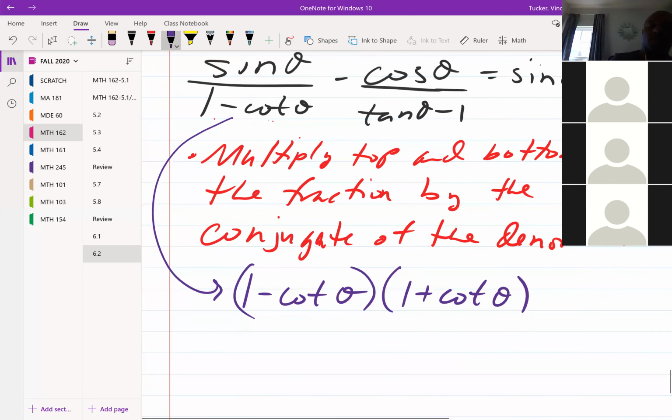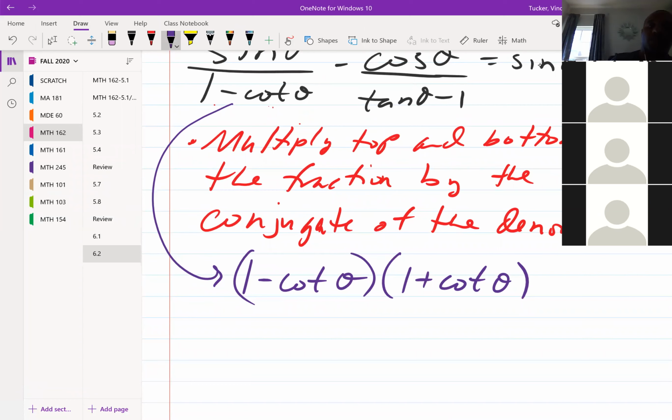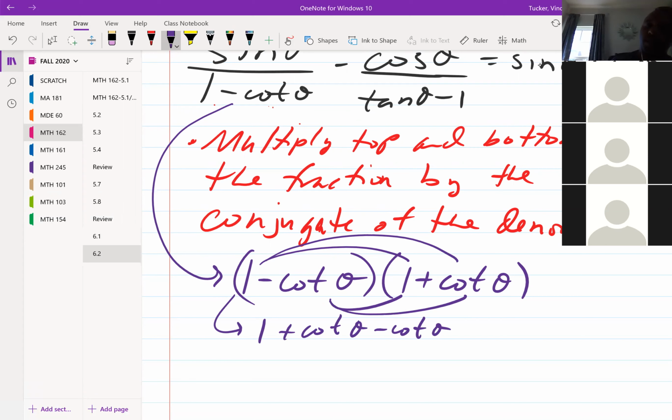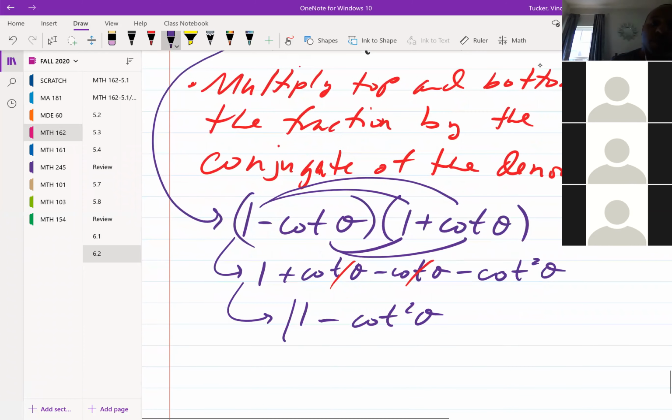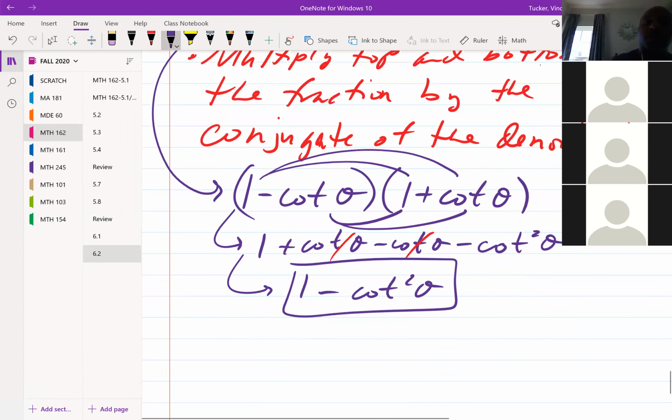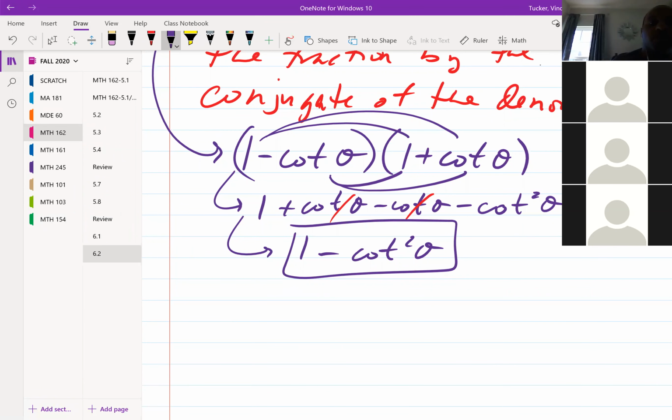All right, so if I do that, that's one times one. When we do our distribution, then one times cotangent, and here, negative cotangent, and that'll be negative cotangent squared. These cancel. 1 minus cotangent squared. Well, I hope it works. We'll see. All right, so that's 1 minus cotangent squared. And then on top, I was hoping I was going to get a plus. Anyway, we'll work it out.